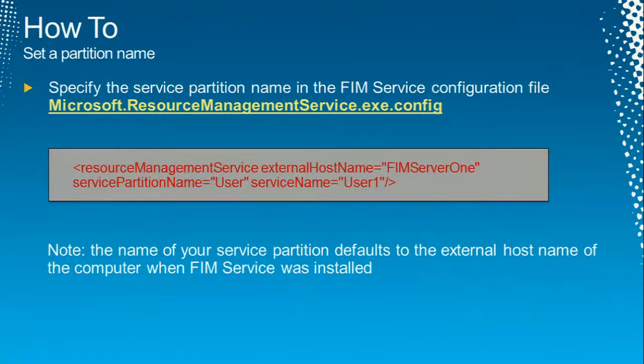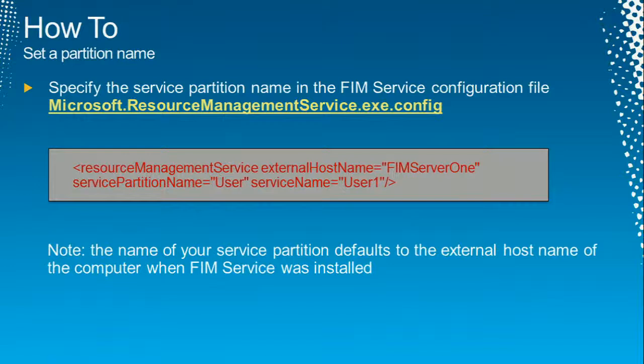Now, how do you actually set partitions? There is a file called Microsoft.ResourceManagementService.exe.config. This file, with its unique name, can be found if you just do a search in your Windows system. Yeah, it's in program files. It's in program files. Yep. Or it's at the same location that FIM is installed. Yep. And under that config file, there's an XML resource called Resource Management Service, and there you can actually see both the service partition name and the service name.